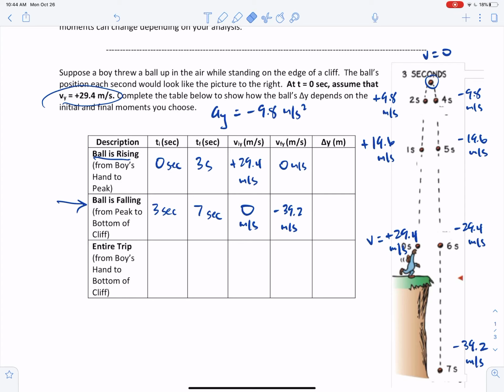All right, then let's take a look at the third option here, which is the entire trip from the boy's hand to the peak to the bottom of the cliff, the whole motion, okay? Now, the initial time is 0 seconds, and the final time is 7 seconds. We're looking at the whole trip. The initial vertical velocity is, as soon as the ball is released from the boy's hand, positive 29.4. The final vertical velocity is just before the ball hits the ground, which is negative 39.2 meters per second, okay? So we can choose the initial and the final moment depending on our analysis. All right.